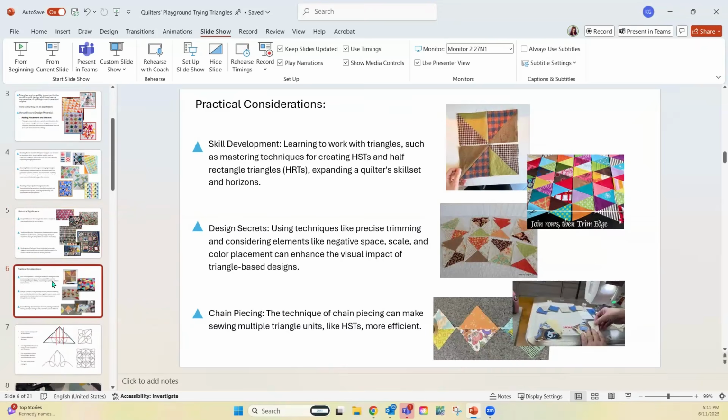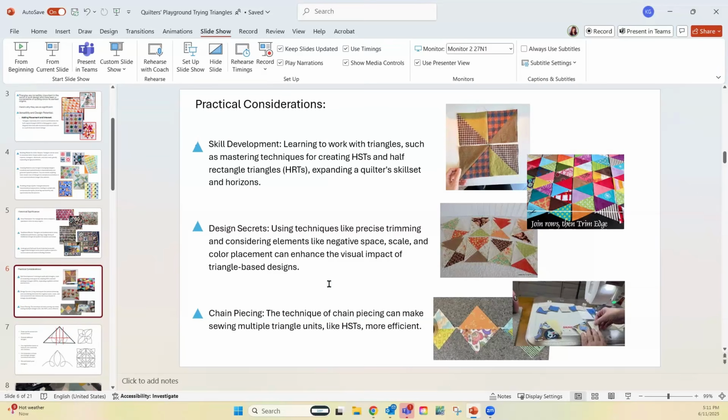So with triangles being so pivotal and important, they have a practical side as well. They help us develop our skills and help us become better quilters by putting them together. We have to get those points nice and straight. When we first started quilting, our points weren't as straight and accurate. But now, as we've been sewing and quilting for a while, our piecing has become more detailed and more accurate, so our points match up.